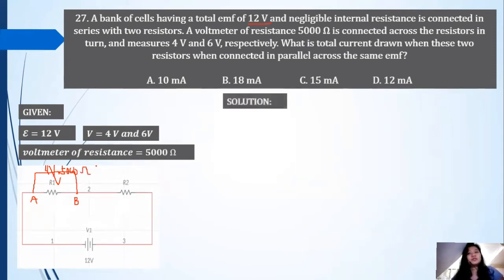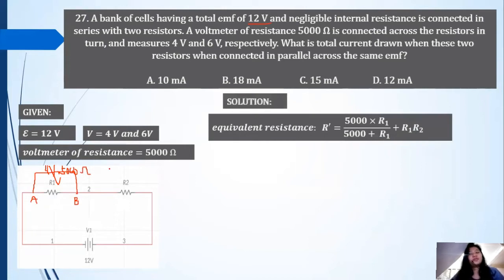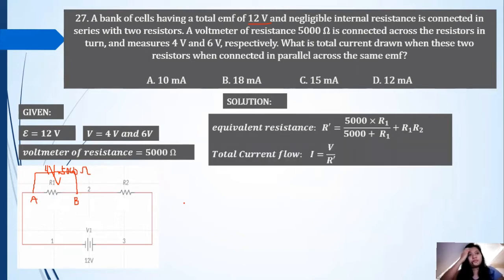So here, next, solution. So first thing to do is solve for the equivalent resistance. For the equivalent resistance, we will have the equation 5,000 times R1, which is this one, over 5,000 plus R1, plus R1 times R2. That is for the equivalent resistance.